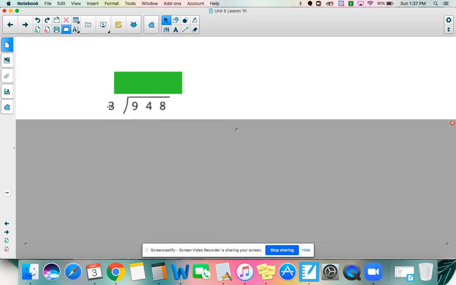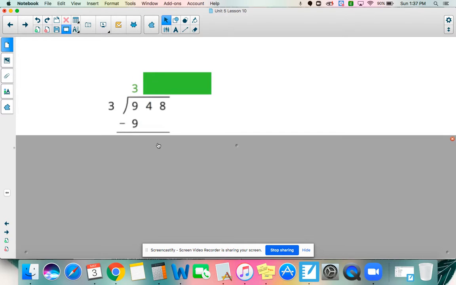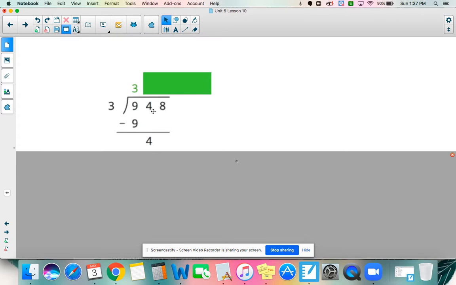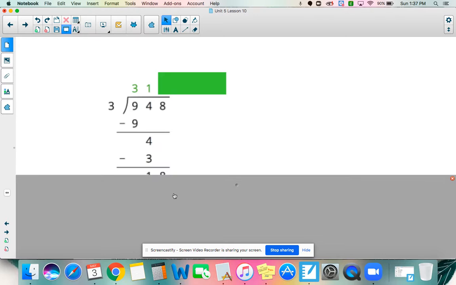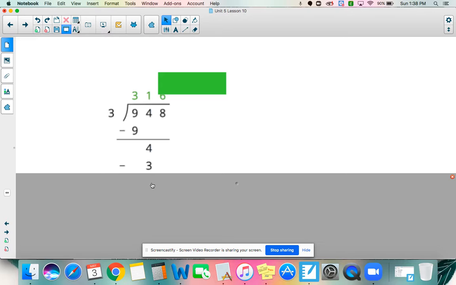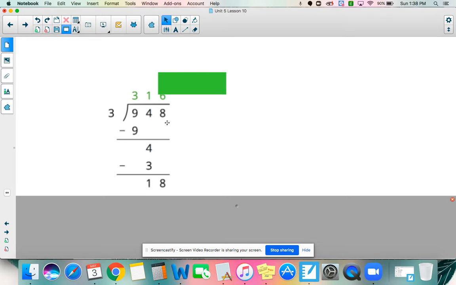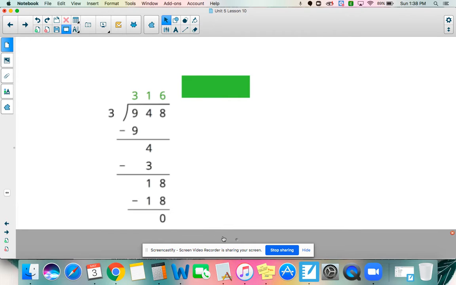So if I'm looking at my values, 3 goes into the 900s digit 3 times, and it goes in nicely where I have nothing left over, so I'd pull my 4 down. 3 goes into 4 only once, and 3 times 1 is 3. 4 take away 3, I would have a remainder here of 1, so I have to pull down my 8. 3 goes into 18 6 times, and I would have nothing left over, nothing else to pull down, and get a solution of 316.